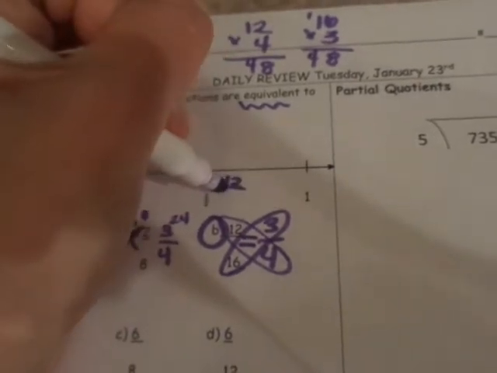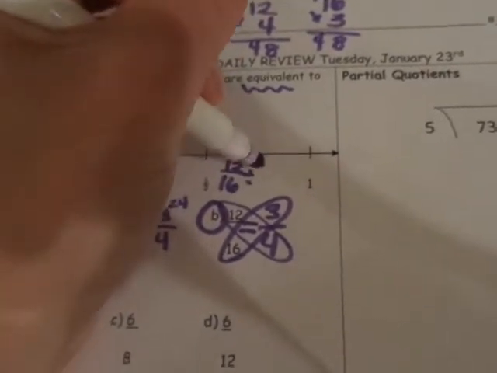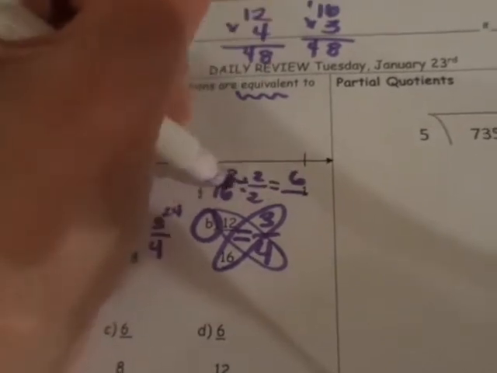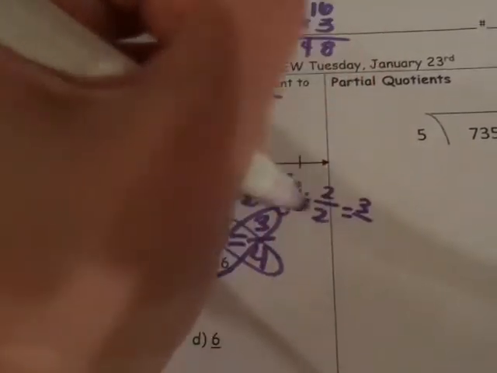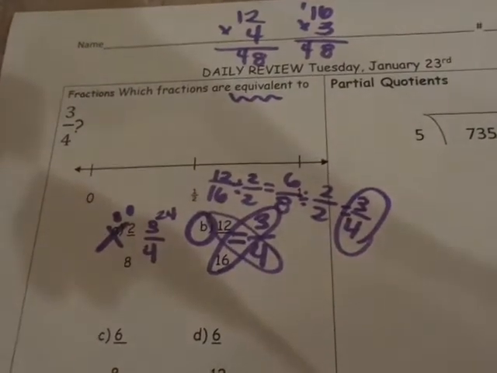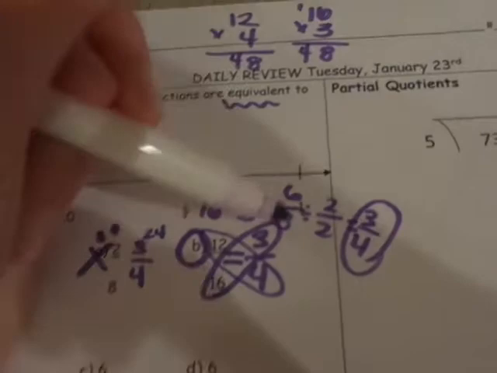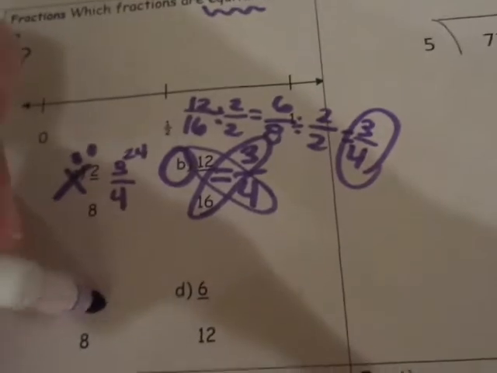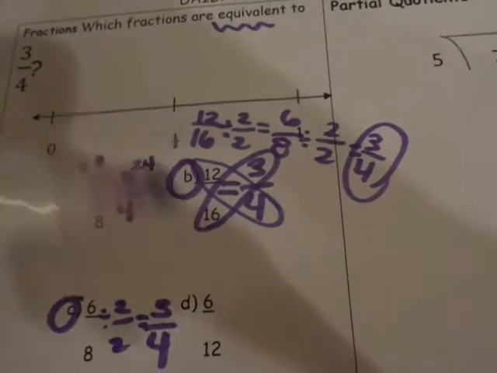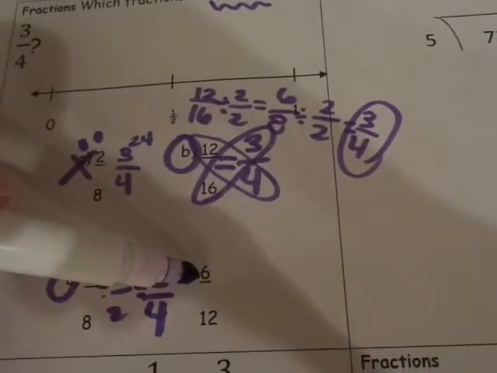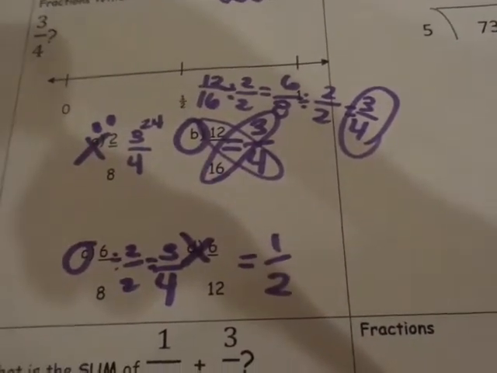Because 12/16 can also be reduced. They can both be divided by 2, which would give me 6/8. 16 divided by 2 would be 8. 6/8 can be divided again and reduced. 6 divided by 2 is 3. 8 divided by 2 is 4. And look at here, here's 6/8. If we divide both of these by 2/2, we get 3/4, which is equivalent. 6/12, well, 6 is half of 12, so that makes that equivalent to 1/2, which means it is not equivalent to 3/4.